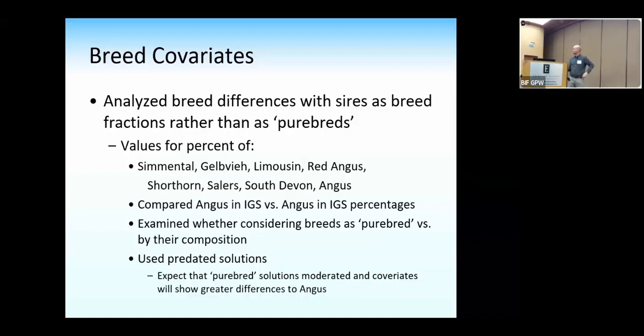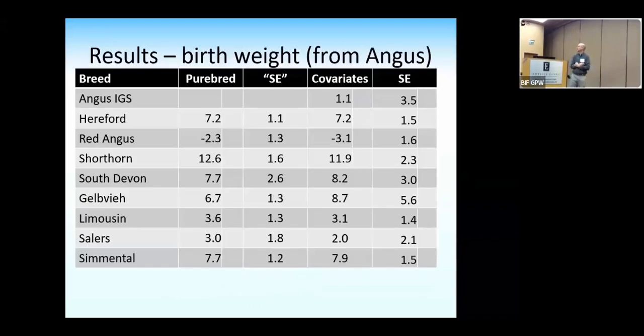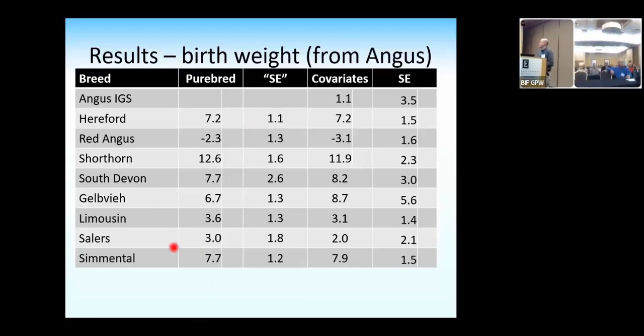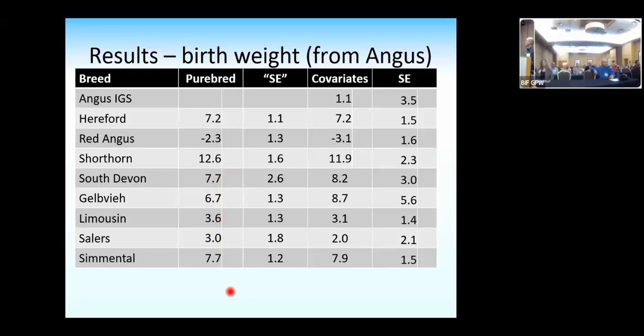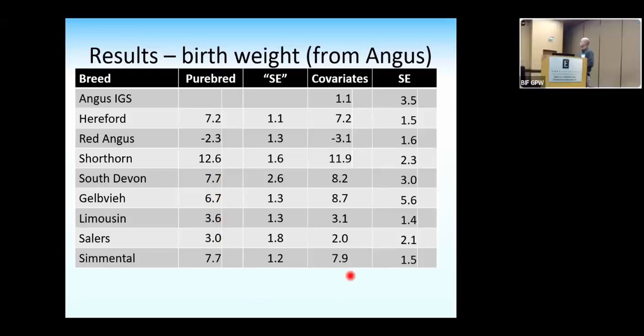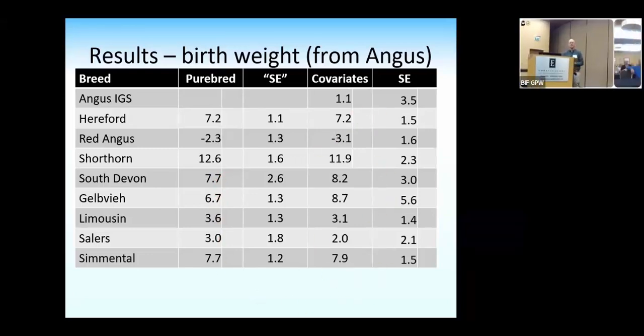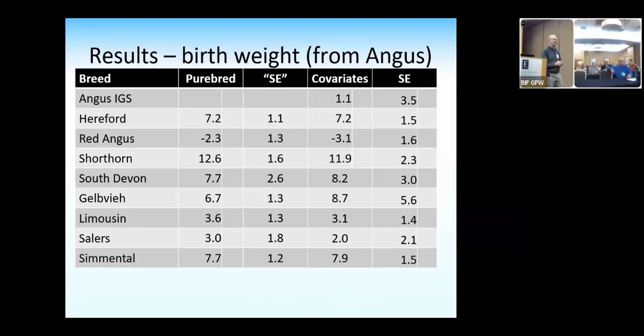So these are what we're looking at right now. The columns on the left for birth weight are the purebred solutions that we derive from our own data. And for birth weight, these are the covariate solutions that we would get from fitting those covariates instead for those breed effects. Okay, not bad, right?